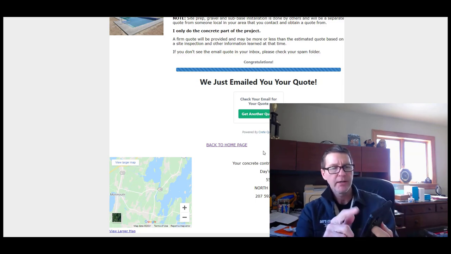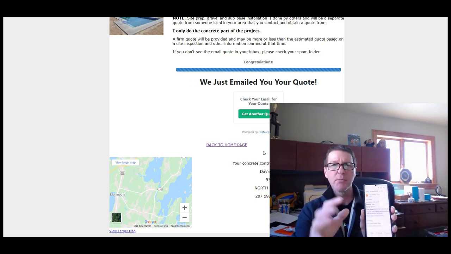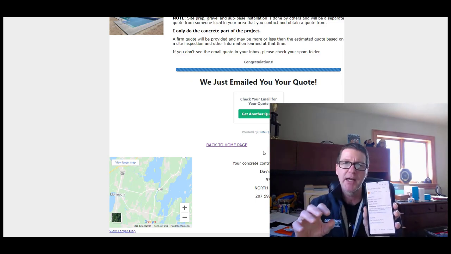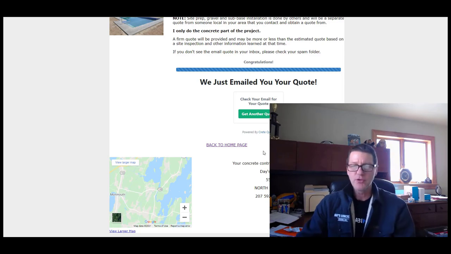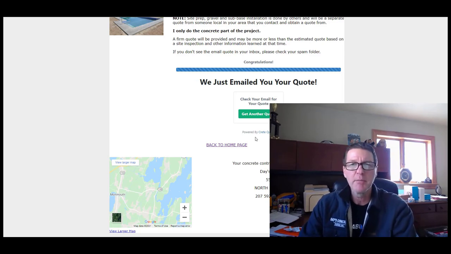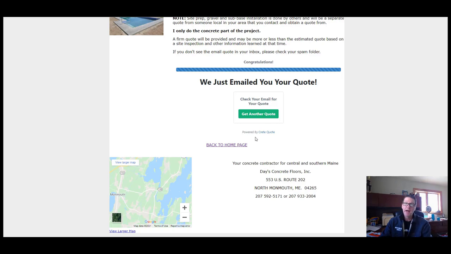They click on the quote, and they can scroll down and it gives them a price range based on the settings that you already preset and gives them a price. So CRETE QUOTE is dramatically changing the way I do estimates. It's saving me a bunch of money, and now I only have to focus on the customers who are serious.